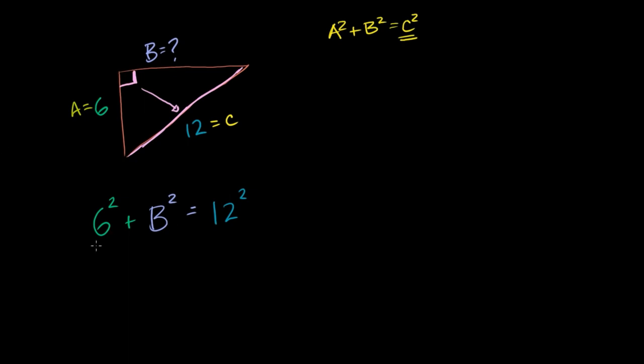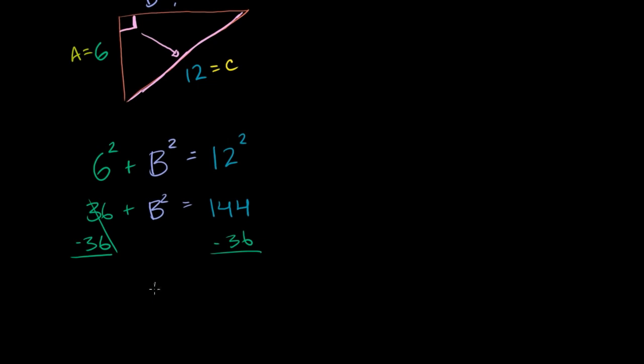So we get 6 squared is 36 plus b squared is equal to 12 squared, that's 12 times 12, is 144. Now we can subtract 36 from both sides of this equation. Subtract 36, those cancel out. On the left-hand side, we're left with just b squared is equal to, now 144 minus 36 is what? That is 144 minus 30 is 114, and then you might subtract 6 is 108. So this is going to be 108.